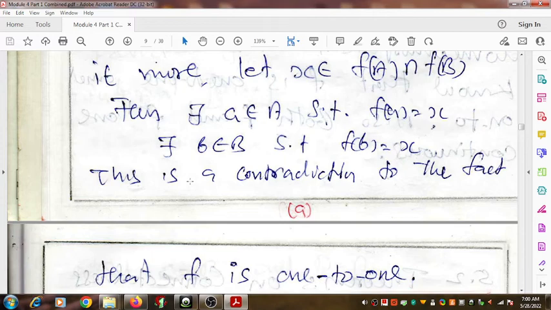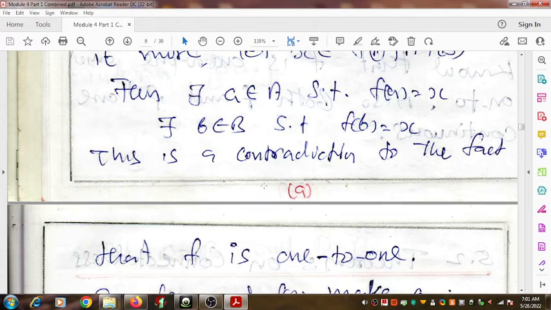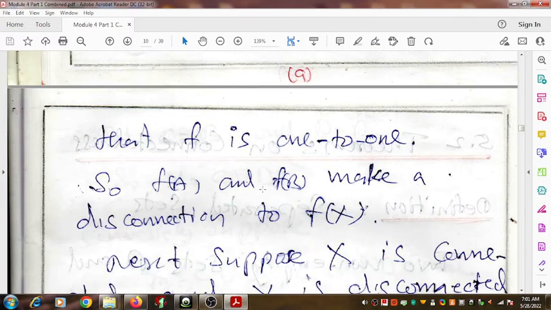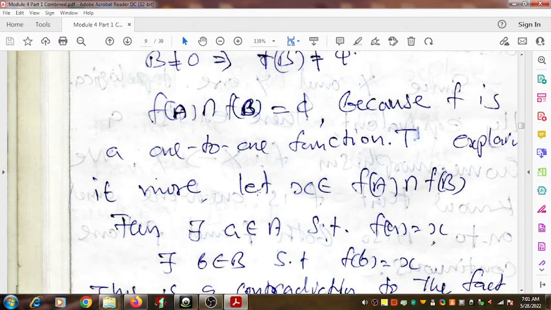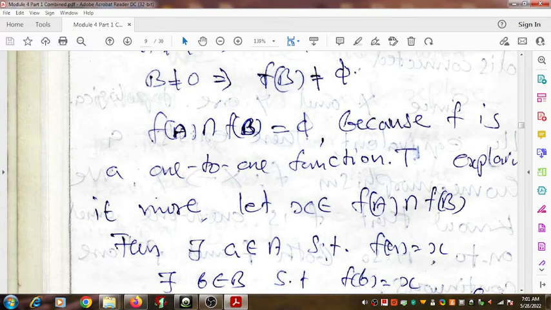And this is a contradiction, because there exist two points a and b whose images are the same: f(a) equals x and f(b) equals x. What does it mean? It means that the point a is mapped to x, and at the same time the point b is mapped to x. That is actually a contradiction to the fact that f is one-to-one. So since f is one-to-one, we get that f(A) intersection f(B) equals the empty set.